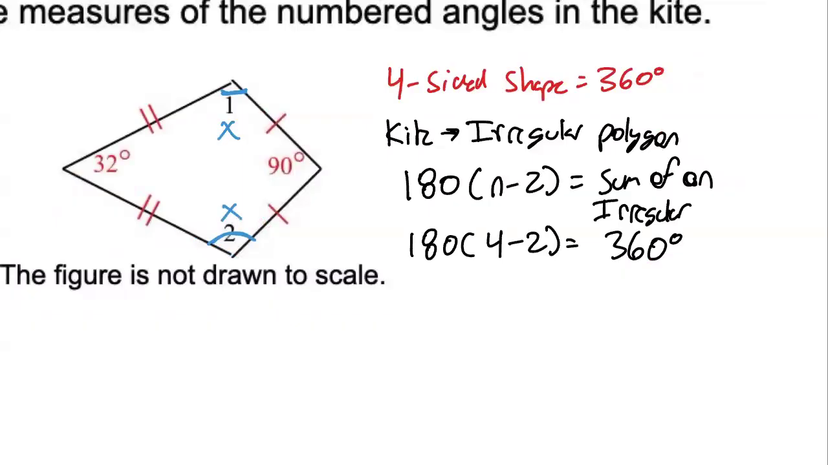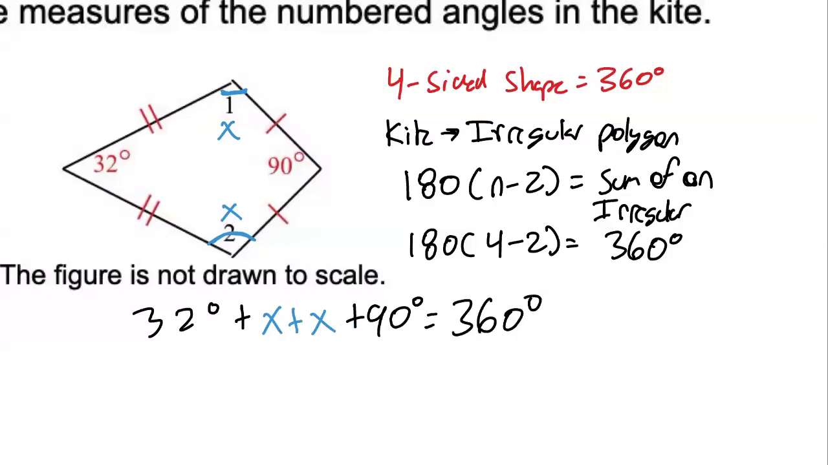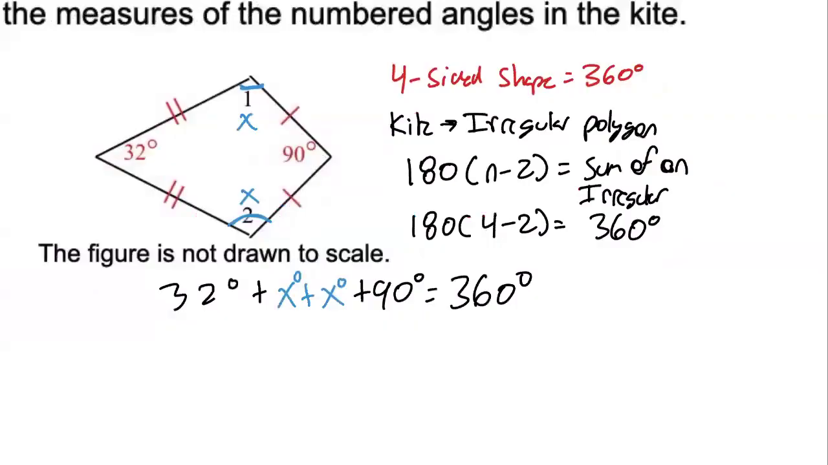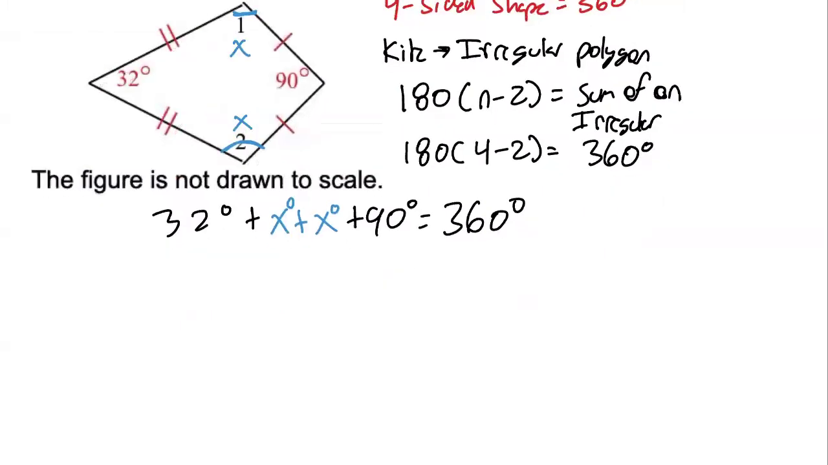So a kite is an irregular polygon, not a regular polygon. That means 32 degrees plus x plus x plus 90 is 360 degrees. It's kind of the same thing as a triangle. A triangle, whether regular or irregular, is always 180. For a four-sided shape, it's also the same: for irregular or regular, it's 360. For triangles, it's 180. So we can just combine like terms.